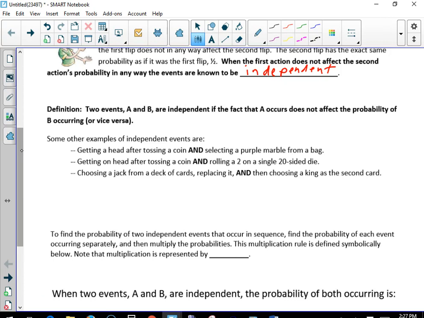So, here are some examples. Getting a head after tossing a coin and selecting a purple marble from a bag. Okay? Flipping a coin does nothing to the marbles inside the bag. Getting a head and rolling a 2 on a 20-sided die. Again, the coin does not affect the die. Choosing a jack, replacing it, and then choosing a king. This is important.